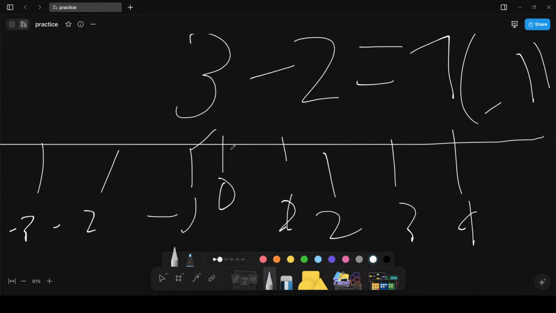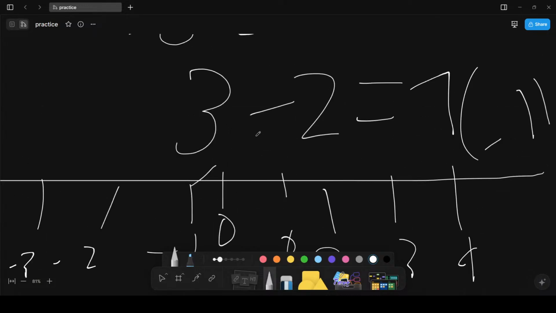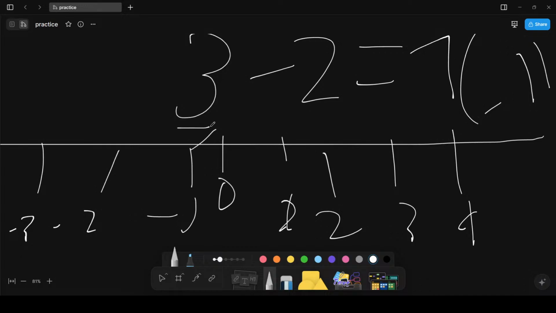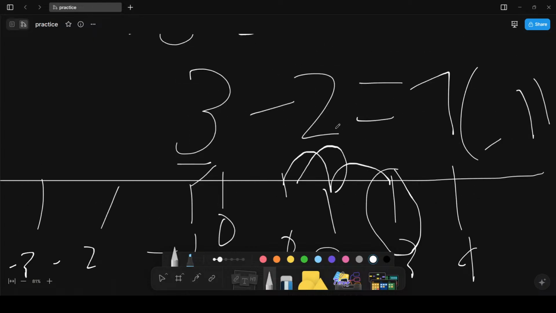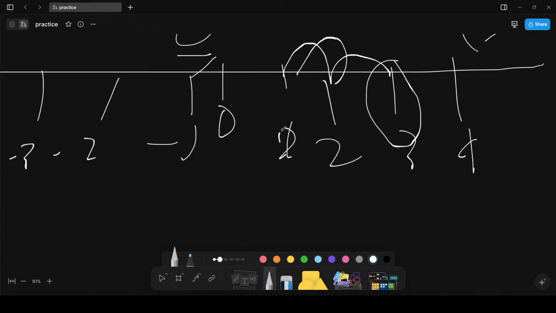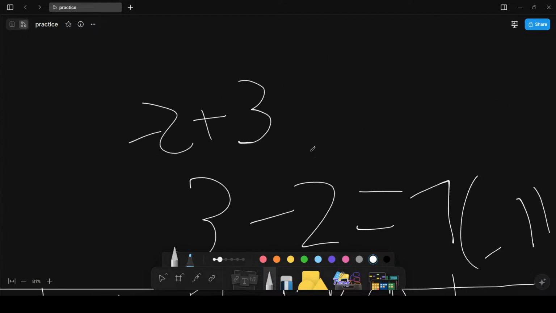So first, let's do 3 minus 2. In 3 minus 2, first of all, we are at position 3. The minus 2 tells us to go 2 positions backward. So 1 position, 2 positions. So 2 positions backward would give us 1, which is positive. So the answer is positive. That's why we keep 1, not minus 1.